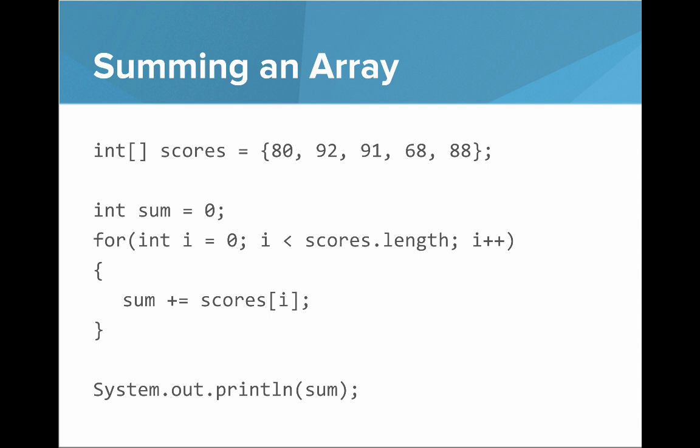Now let's say we want to sum an array. So we have our int array of scores, and then we create a sum variable, int sum equals 0, outside the loop. And then we can say for int i is 0, i is less than scores.length, i plus plus. And then within the loop, we'll say sum plus equals scores of i. So we're adding the ith element to the sum before we print it out.